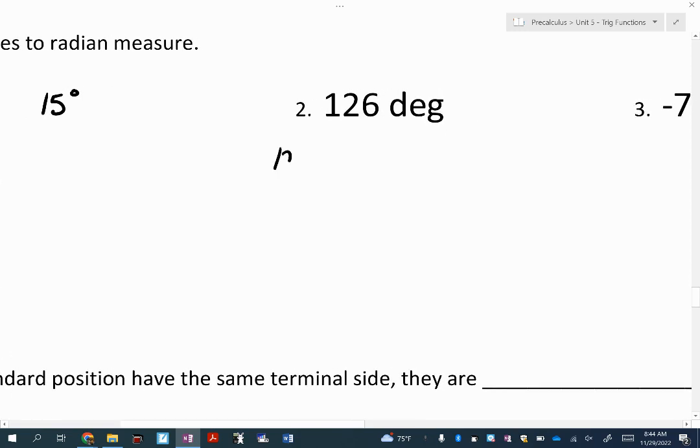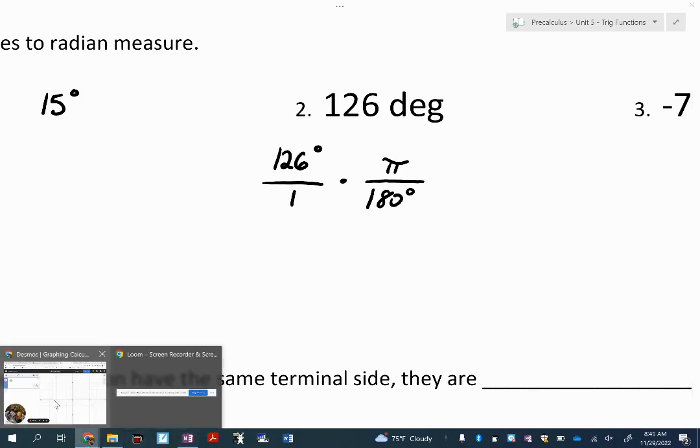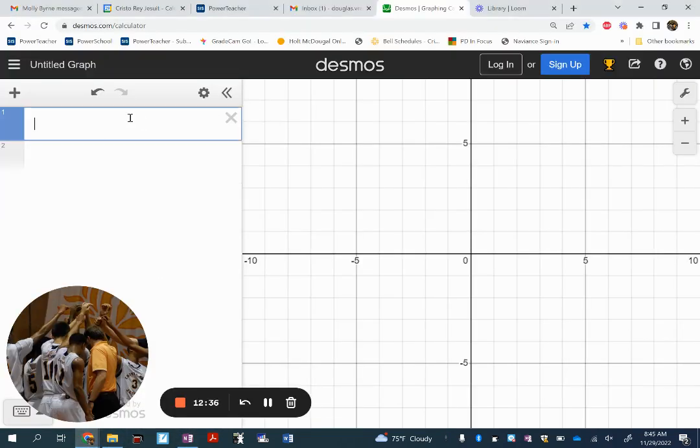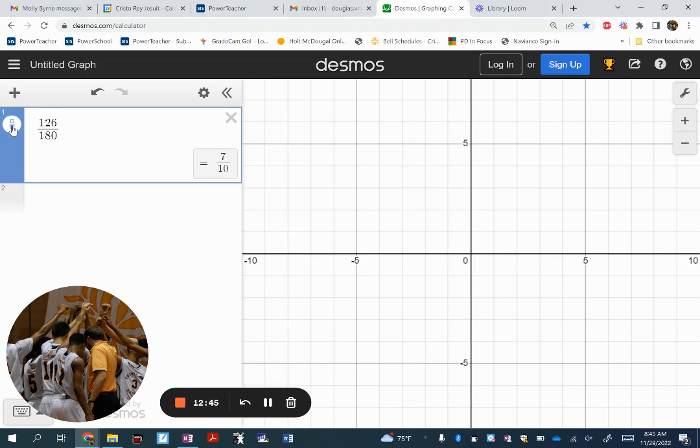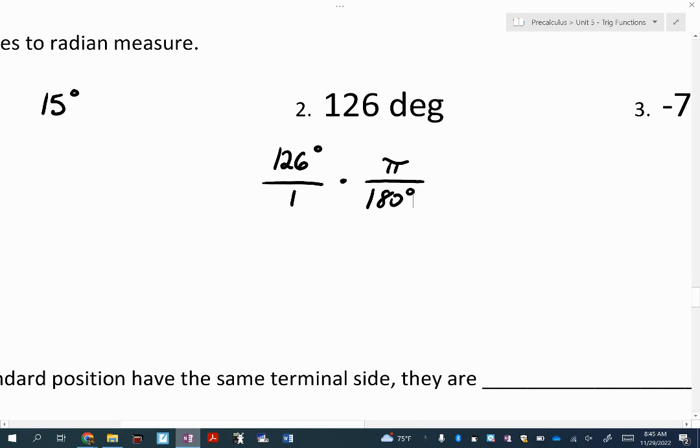Same idea here. 126 degrees over 1 times pi over 180 degrees. I'm going to go to my calculator and type in 126 over 180 and see what that reduces to. All right, so 126 over 180, that reduces to 7/10. So 7 pi over 10. Don't forget to include that pi in the answer. So 7 pi over 10.